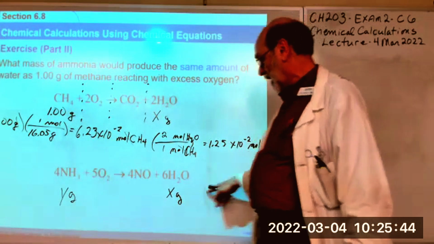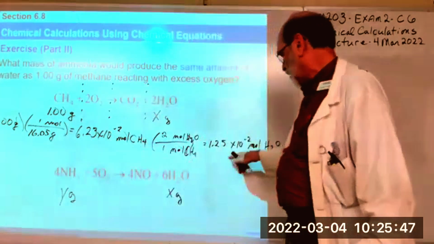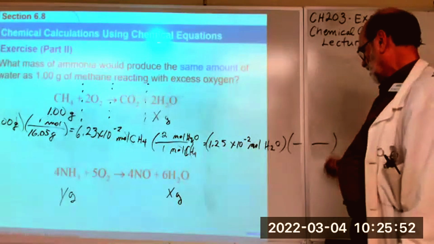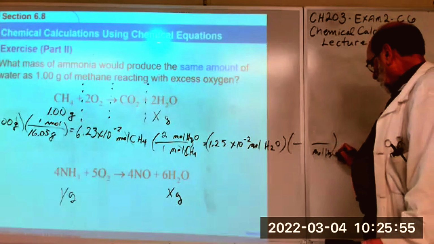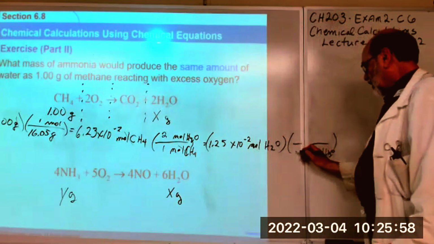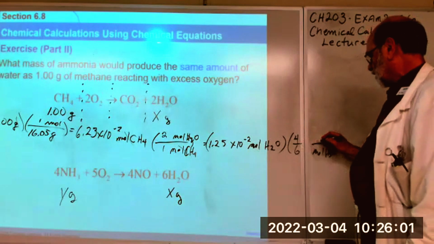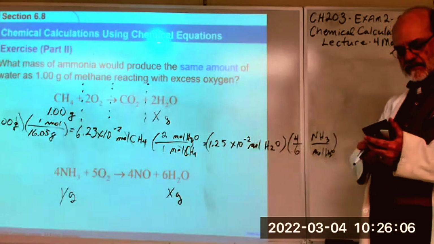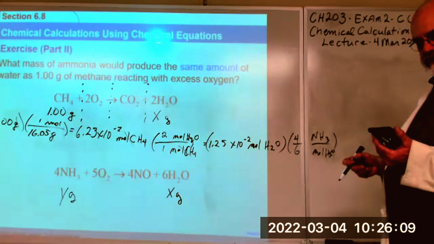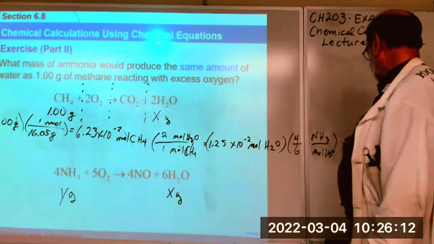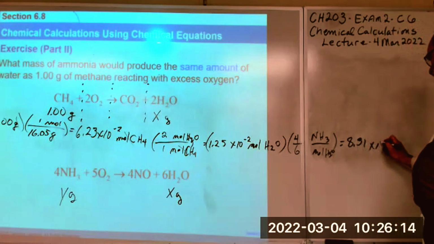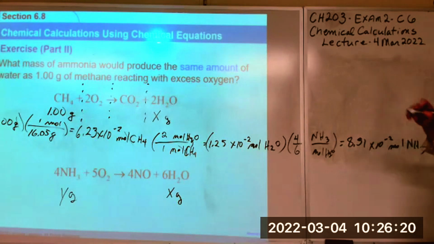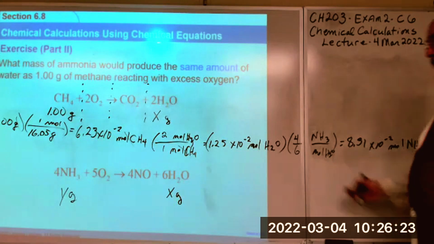Okay, so we want to go backwards now. How many moles of ammonia does that represent? Well, moles of water. Now we're in this equation. 6 moles of water to 4 moles of ammonia. So 4, 2/3 of that value is 8.31 times 10 to the minus 2. 8.31 times 10 to the minus 2 moles of ammonia. Okay? Now we got moles of ammonia.